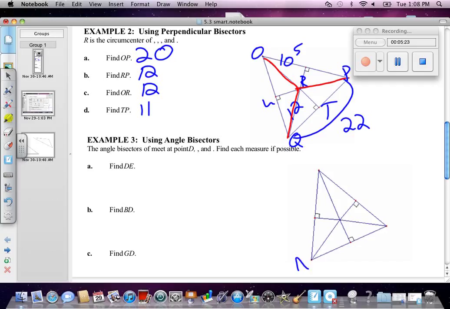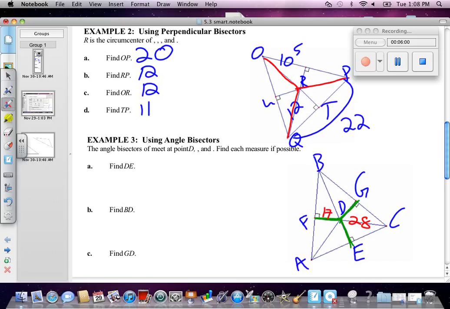Now, are these perpendicular bisectors or are these what? What does it say? Angle bisectors. Do we remember how angle bisectors are different? Angle bisectors, the distance from the center to the sides are the same. So all of those in green are the same. Okay, we're given that D to C is 28. We're given that F to D is 17. And we want to find all the other measures if possible.